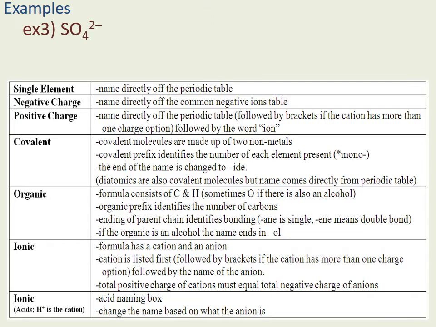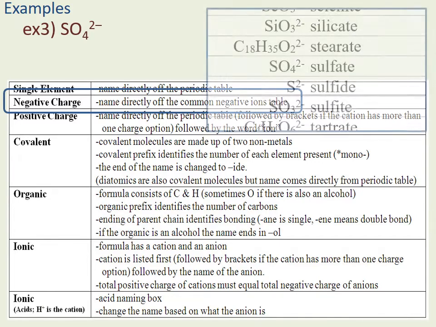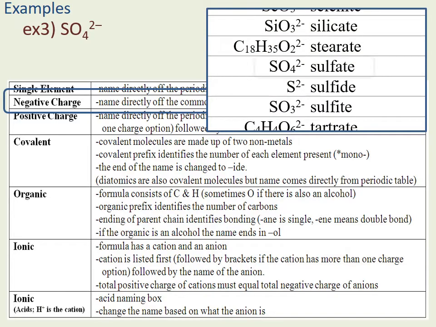Example 3. I don't have a single element, but I do have a negative charge. And when I have a negative charge, I take the name directly off the common negative ion table, found in the top right-hand corner of your pink sheet. And SO4 2- is called sulfate, so I write sulfate.